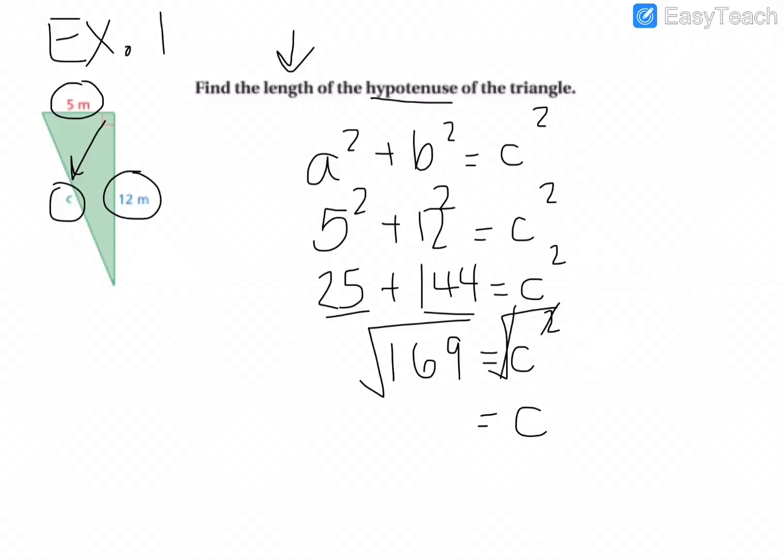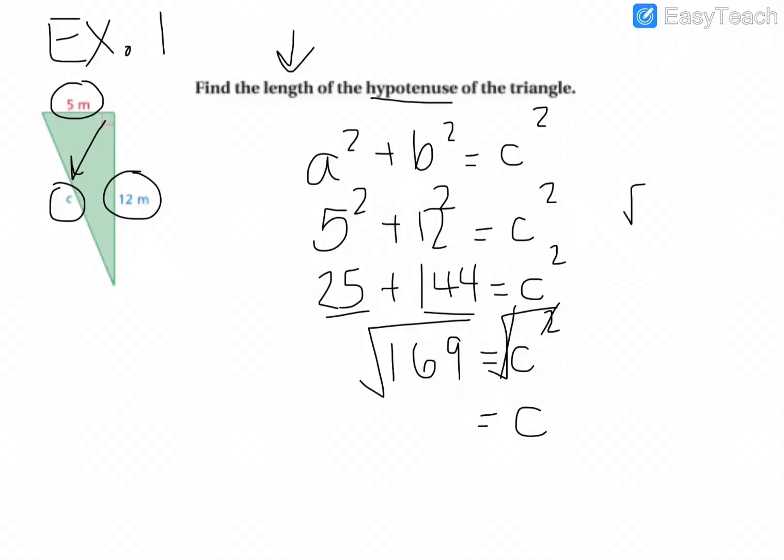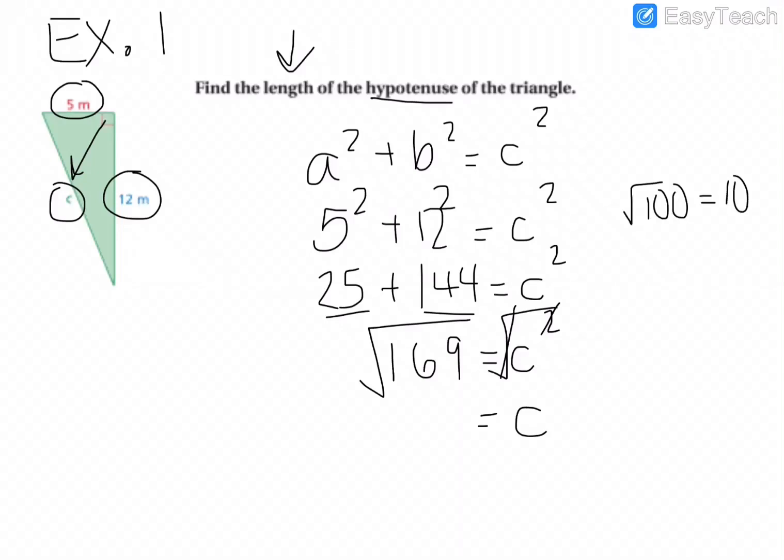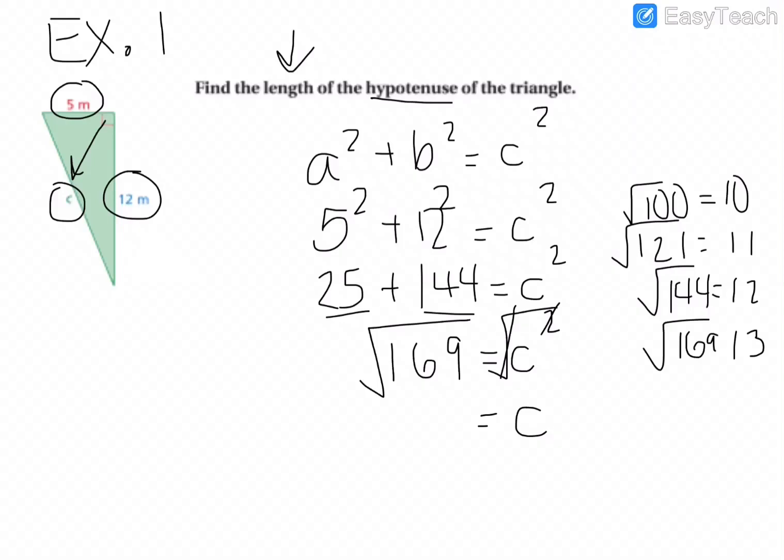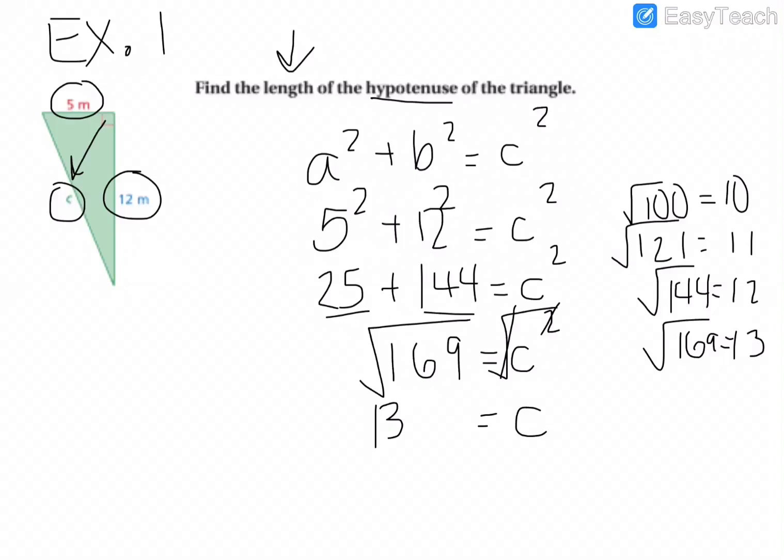And then remember the square root of 169. In case you don't know that one off the top of your head, use your benchmarks. So probably the closest benchmark would be square root of 100, which we know is 10. I'll write that down. And then if we just keep going up from there, 11 would be 121. We know 12 is 144. And 13 times 13 is 169. So we found the side length is 13, and then don't forget to label with meters. So that is it for example 1.